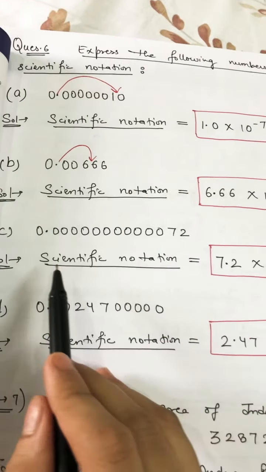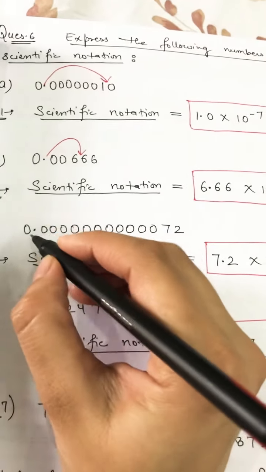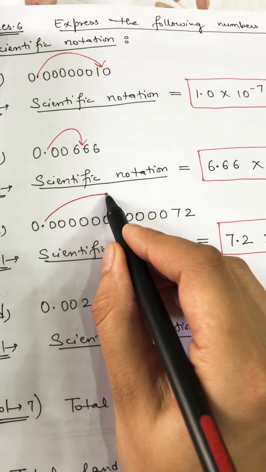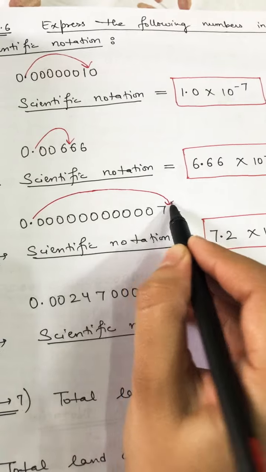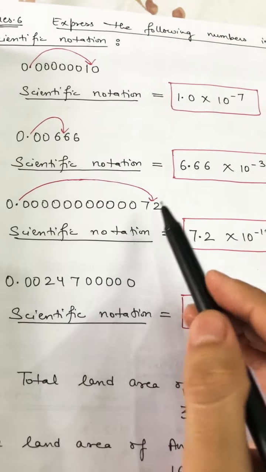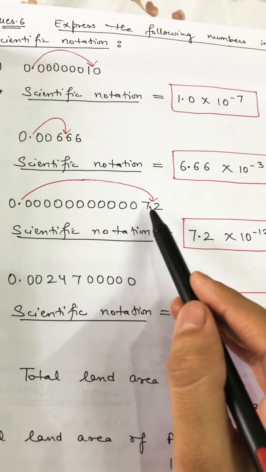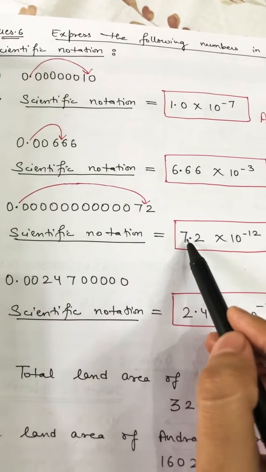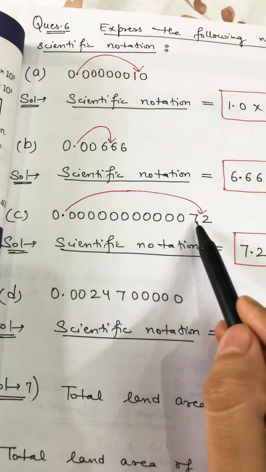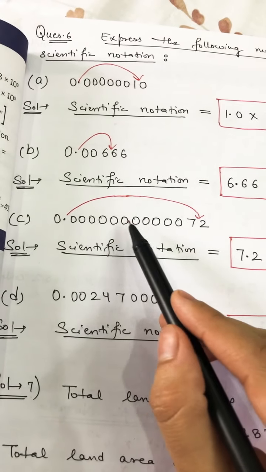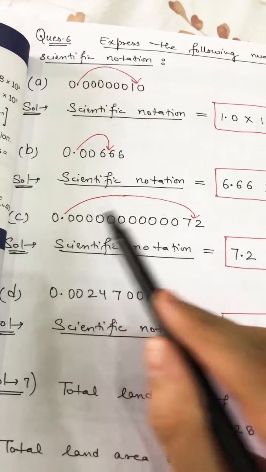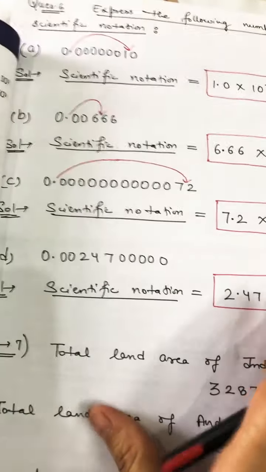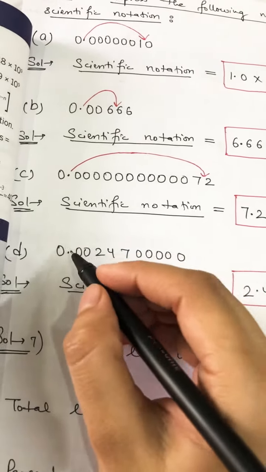The next statement is this. For scientific notation, your decimal will shift from here to after 7. Now check how many numbers are left before it. It will be 7.2, and before the 7 there are 1 2 3 4 5 6 7 8 9 10 11 12. Multiply by 10 raised to the minus 12. Clear?